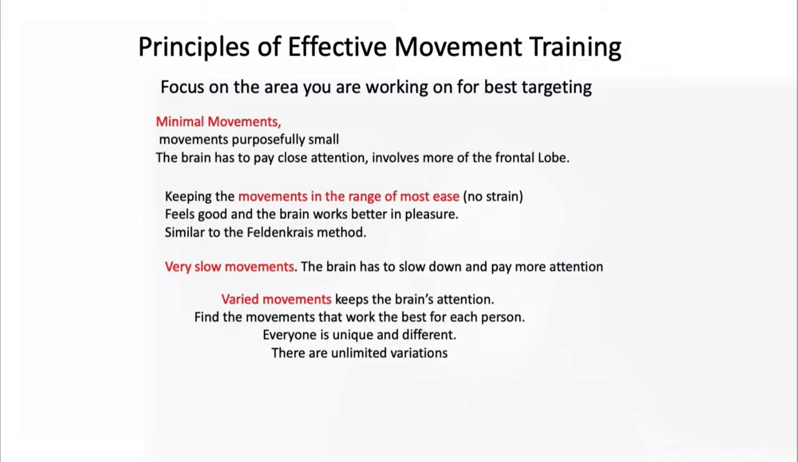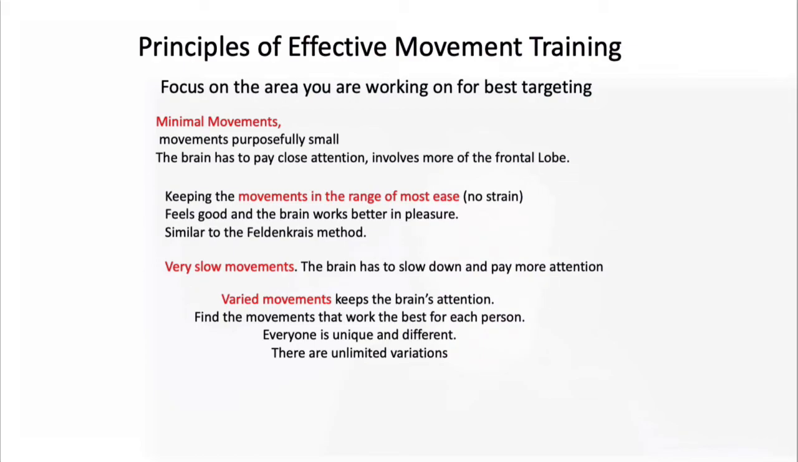The next one is very, very slow movements. You don't want to move quickly. The slower we move with the movements, the better it is for us to control the movements, because there's more attention that the brain has to pay to that area. And by slowing the brain down, we actually get the brain to work with us, and it is much, much more effective in the movement.